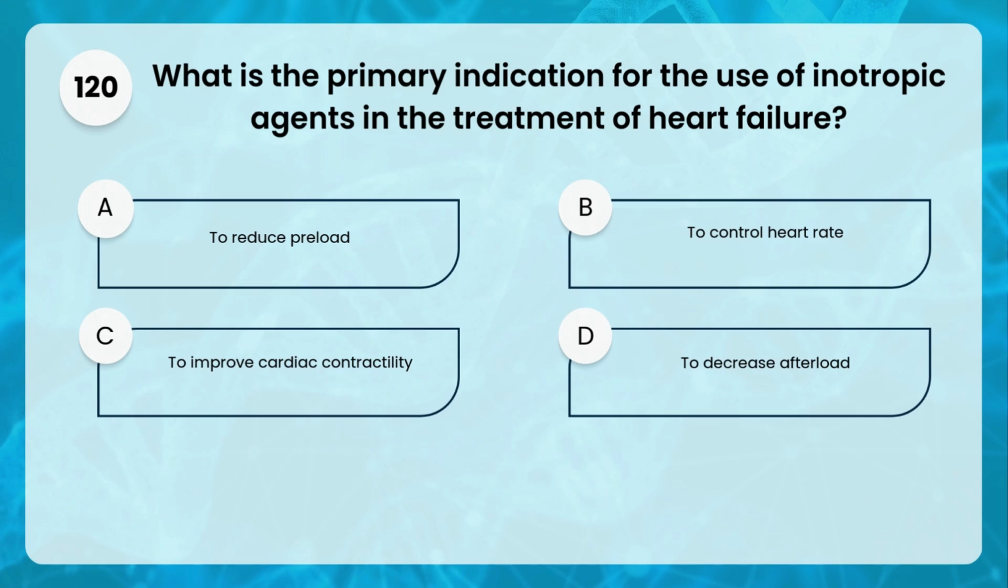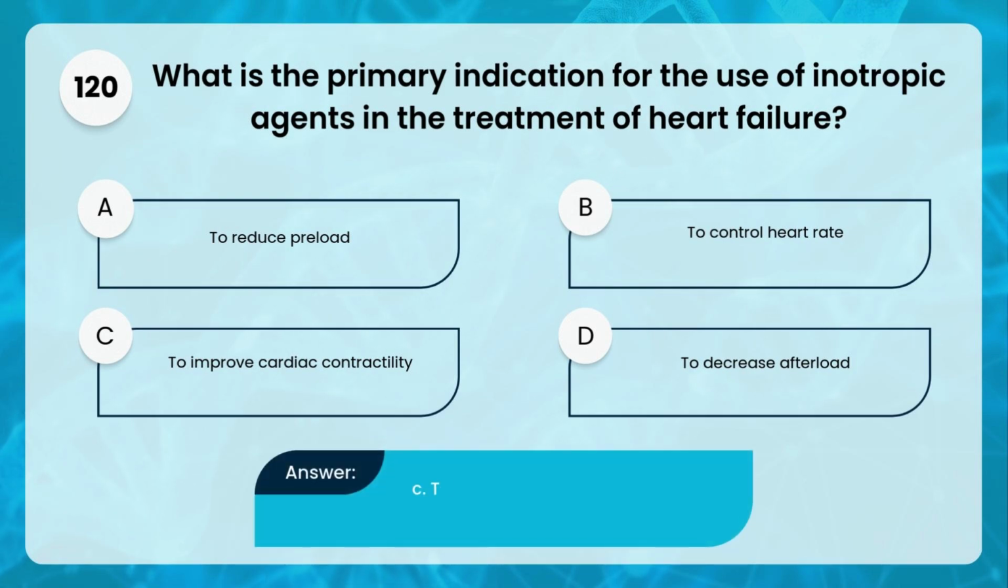120. What is the primary indication for the use of inotropic agents in the treatment of heart failure? A. To reduce preload. B. To control heart rate. C. To improve cardiac contractility. D. To decrease afterload. The answer is C. To improve cardiac contractility.